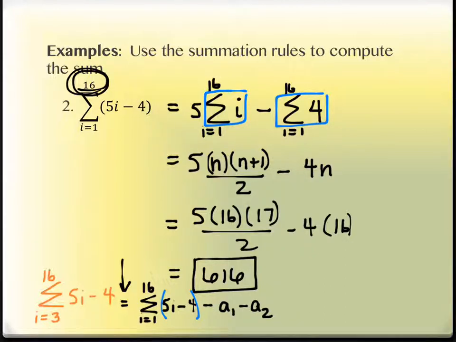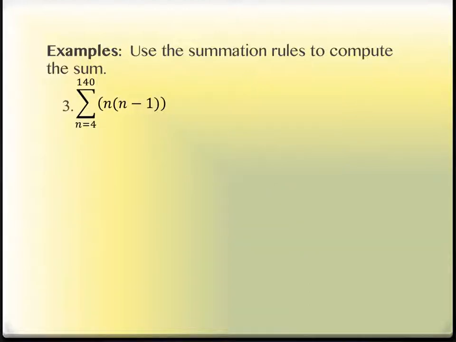We also talked about at the end here, what would we do if we had not started at i equal 1? What if it started at i equal 3? And we talked about the fact that if that happened, we would have to subtract off the first and the second, a sub 1, a sub 2, those values, in order to make that work. So that leads us right into where we're going to be on this particular problem.